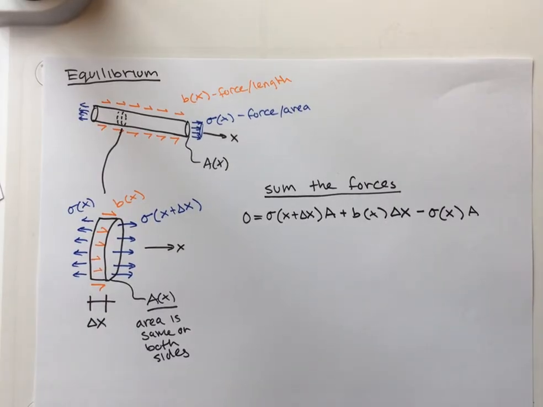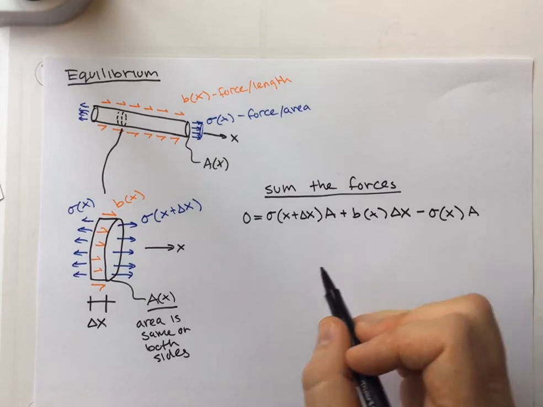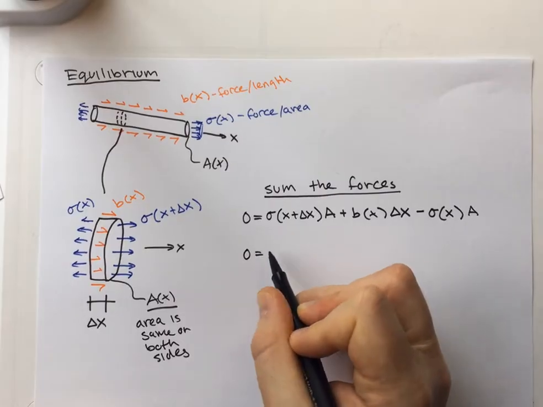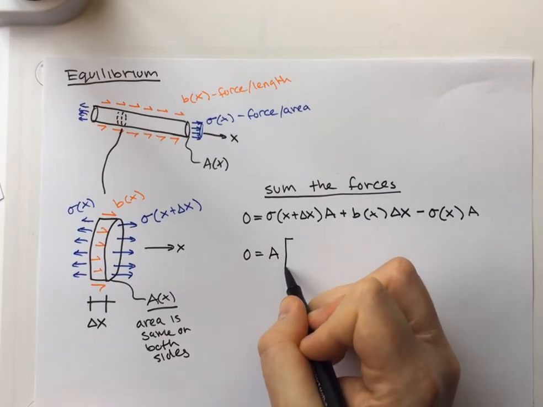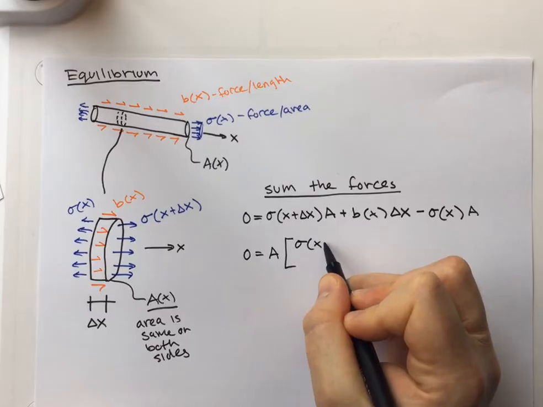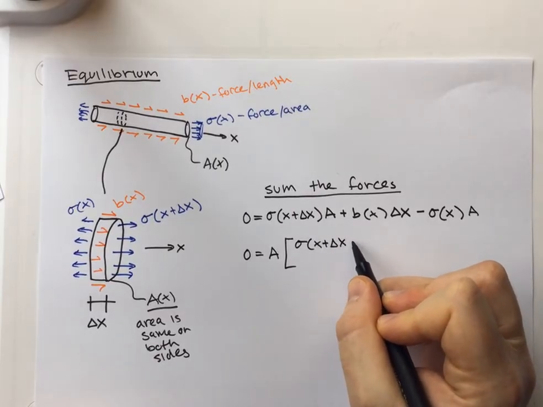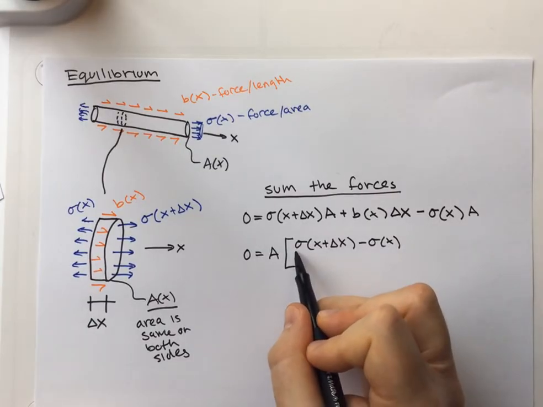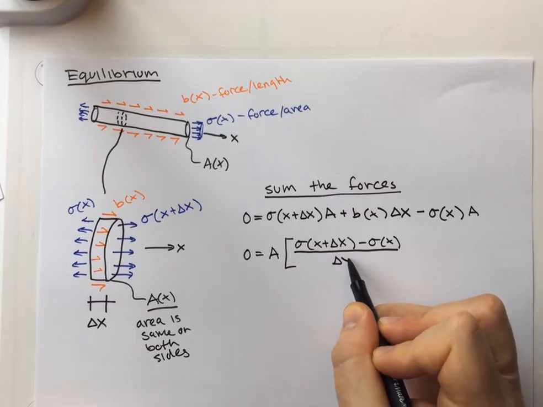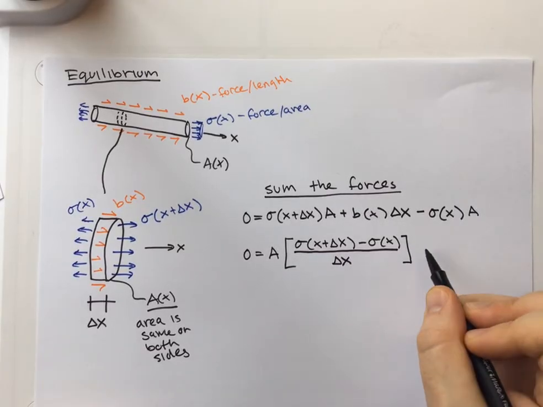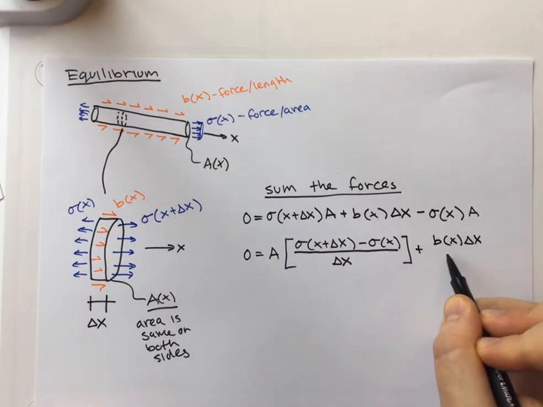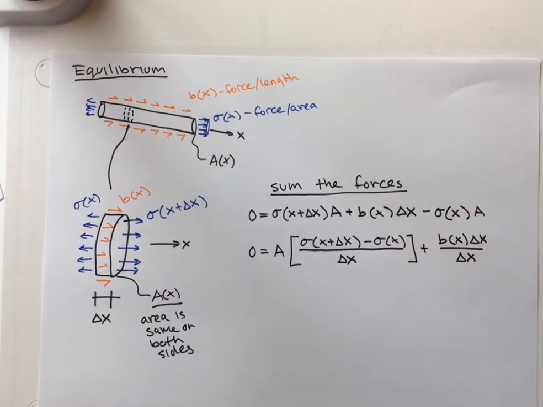We can do a little bit of rearranging here. And if we do that, we can pull the area out front. So we say that 0 is equal to the area times sigma of x plus delta x, minus sigma of x. And I'm going to divide everything through by delta x. So now this is going to be plus B of x, delta x over delta x. So you can see now that these guys go away.